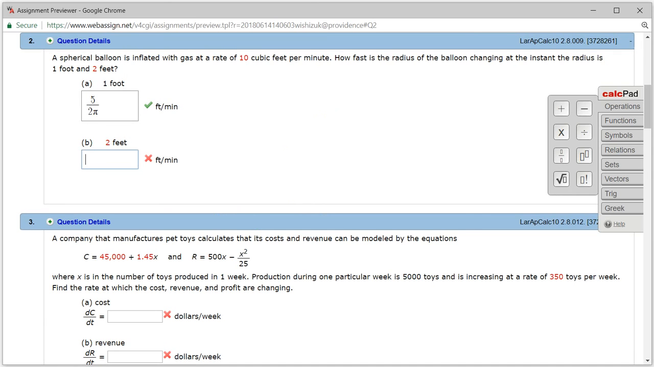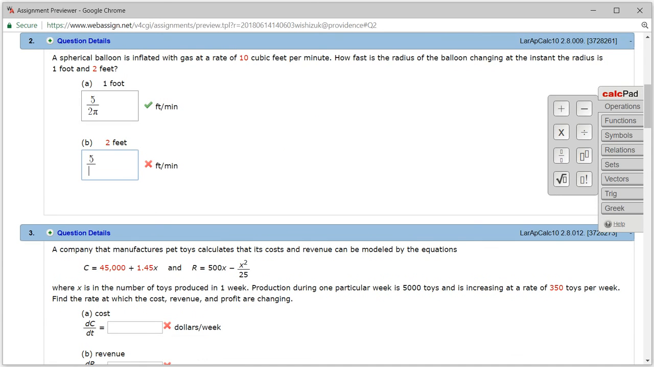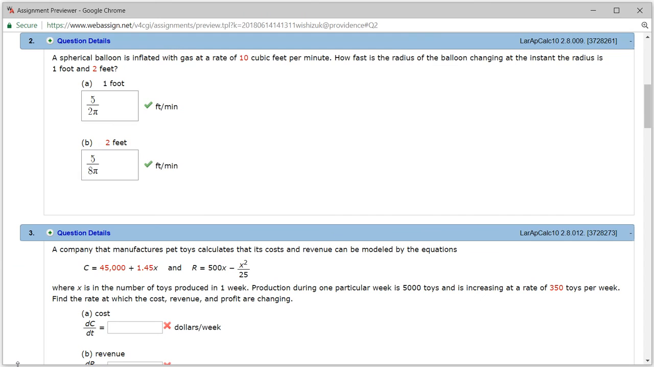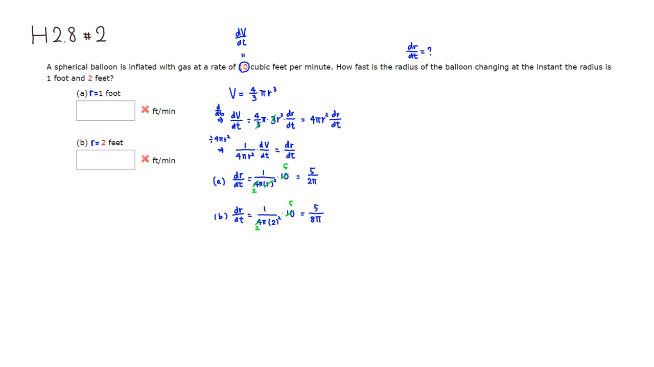So let's type it in. 5 over 8 pi. Alright, so let's check the answer. Submit for testing. Alright, it came back and looks like we got this one correctly as well. Alright, that's it. I hope that this was clear.